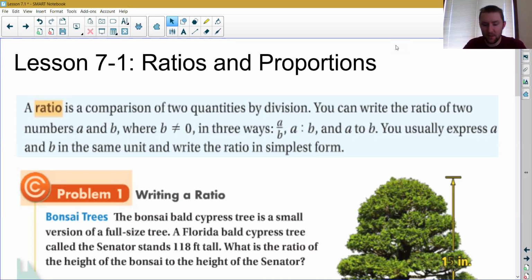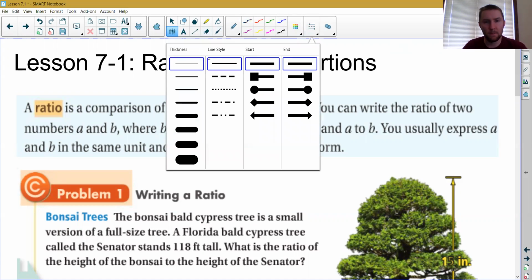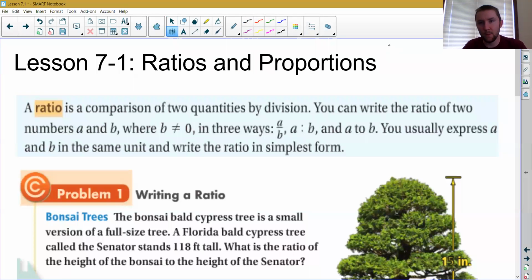We're going to start chapter 7 today with some review of some stuff that we did back in Algebra 1. We're going to talk about ratios and proportions. Now proportions is something that I believe we are all somewhat familiar with and can handle because we've been doing them for a long time, solving things like 3 over 4 equals x over 7, something like that, cross multiplication and all that fun stuff.